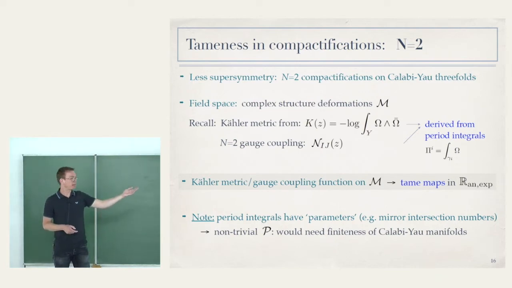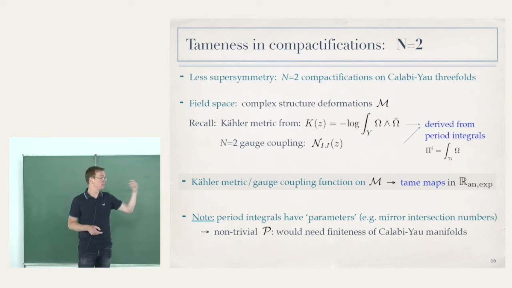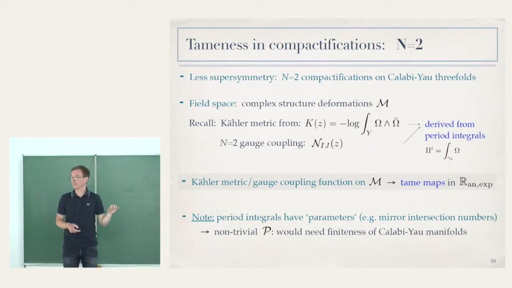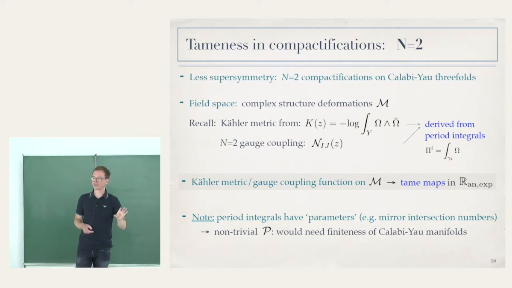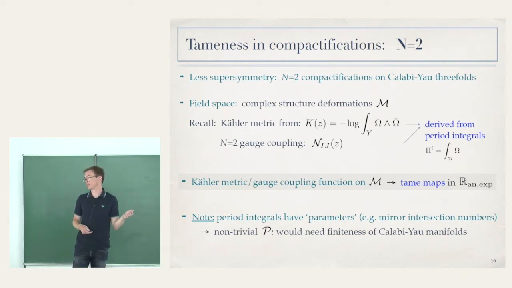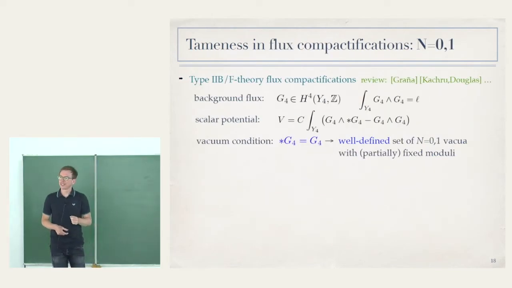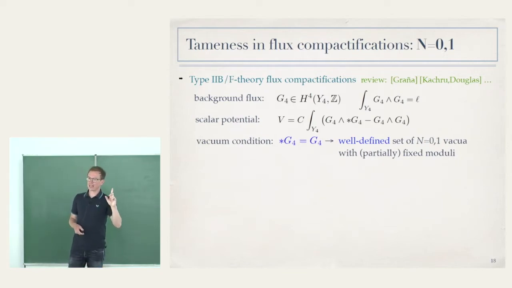There might be, again, parameters. And if you want to show that the parameter space is tame, you need to show that there are only finitely many choices for these parameters. One important thing you would need is, for example, the finiteness of Calabi-Yau manifolds, which is claimed to be true for compact Calabi-Yau manifolds.